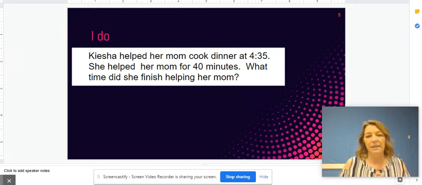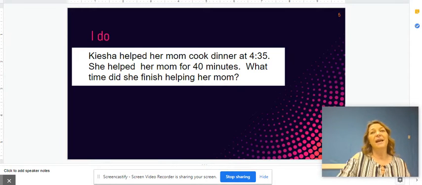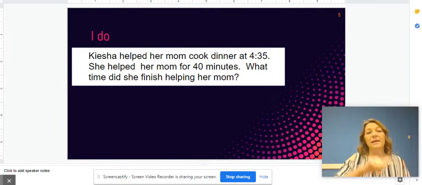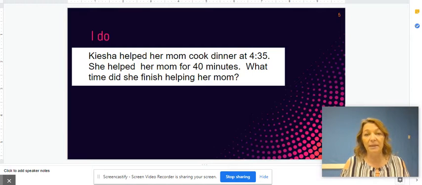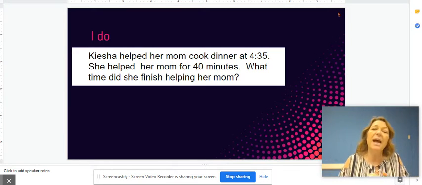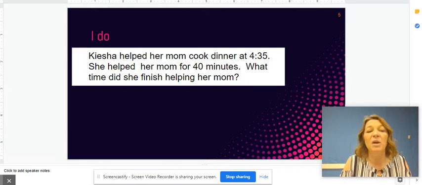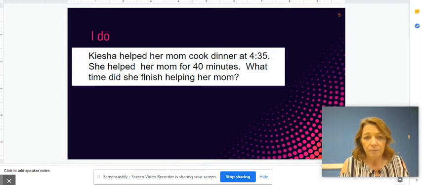So when I'm looking at this, I've got 4:35 as my start time. And now I have to decide, did I like the number line strategy or did I like the T-chart? I want you to use what works best for you. I know that the time that's elapsed, the time that's taken place is 40 minutes. So in this one, I'm not looking for how long of time elapsed. I'm looking for the end time. What time did she finish? So let's get started and find out.